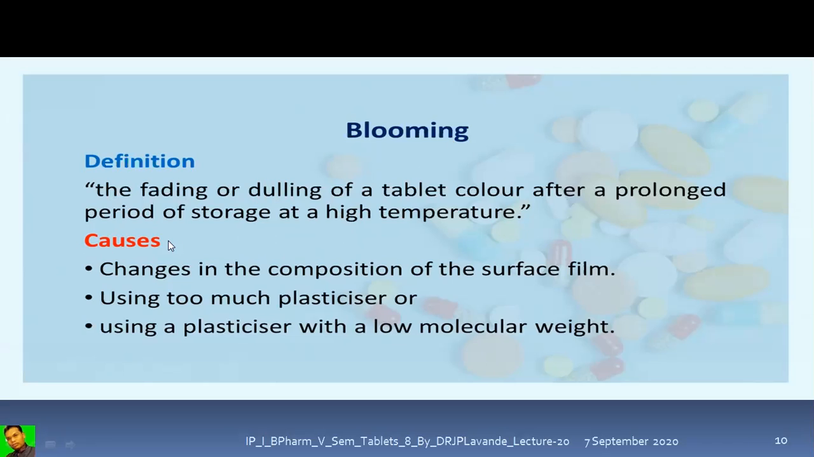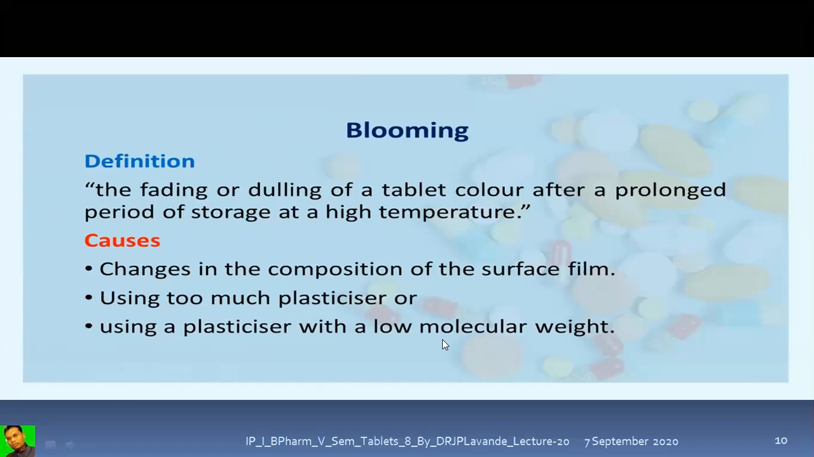Now, what is the cause of this? How and why will it occur? It will occur as a result of changes in the composition of the surface film. If the composition of the surface film coating solution is changed, that will lead to the blooming effect. Using too much plasticizer will lead to blooming. Using a plasticizer with low molecular weight, these are responsible for producing the blooming effect.